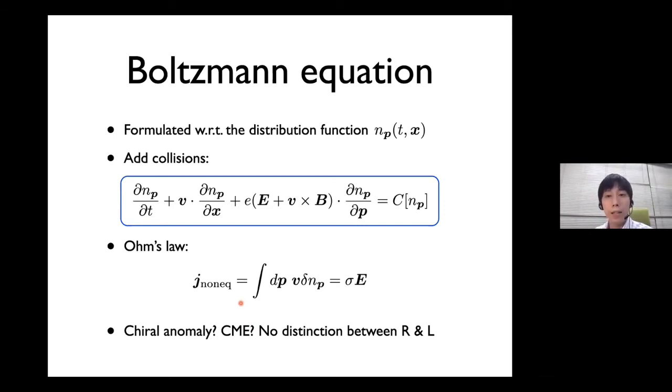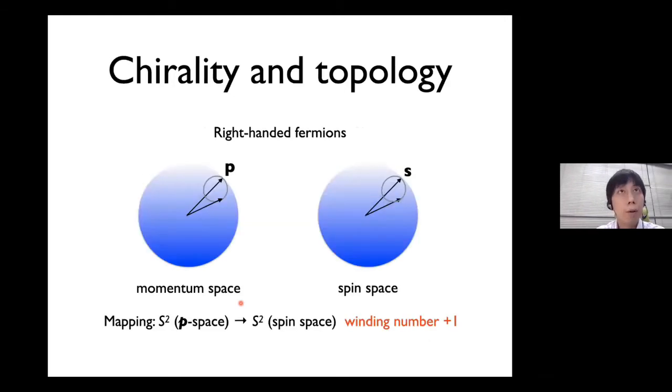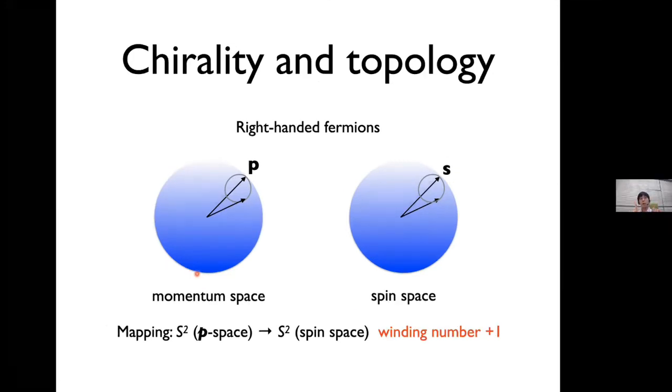In fact, what is missing here is related to the effects of topology that is related to the chirality of fermions. And to understand why chirality is related to topology, let us consider the Fermi surface of right-handed fermions at low energy, at low temperature, as an example. So this is a Fermi surface of right-handed fermions in momentum space. Now the point is that by the definition of the chirality or right-handedness of fermions, the direction of momentum is always the same as the direction of spin.